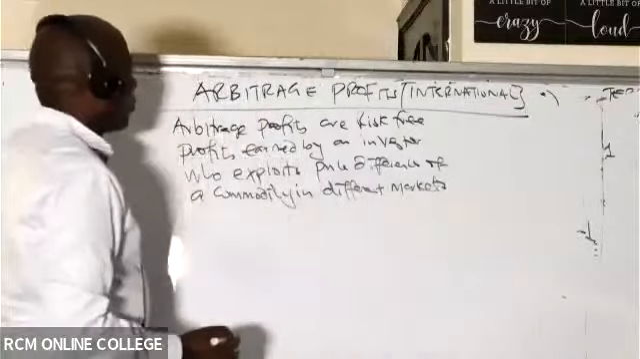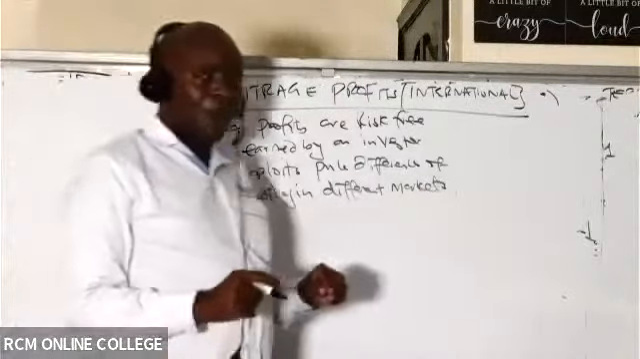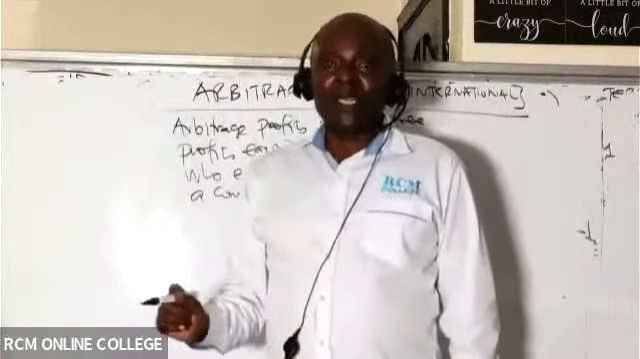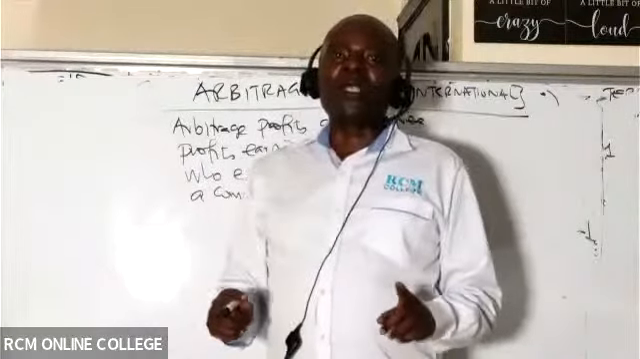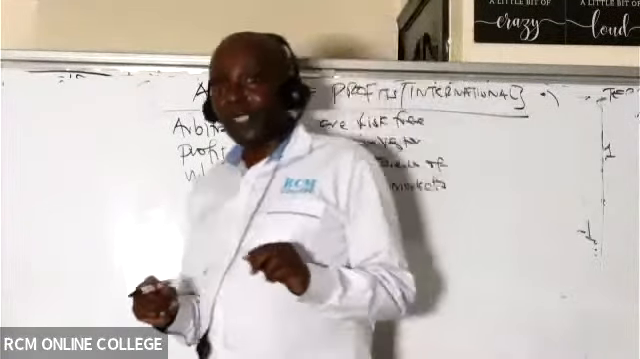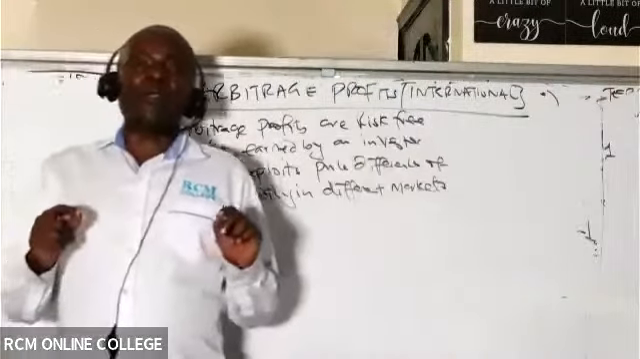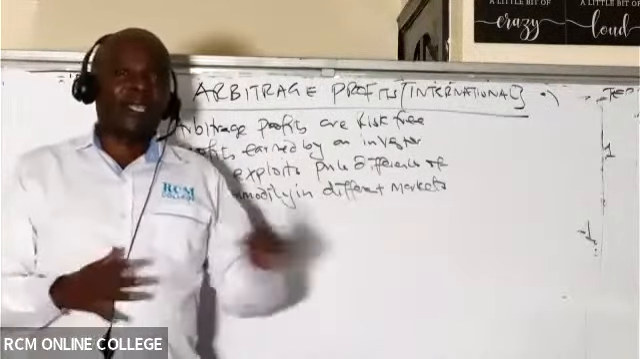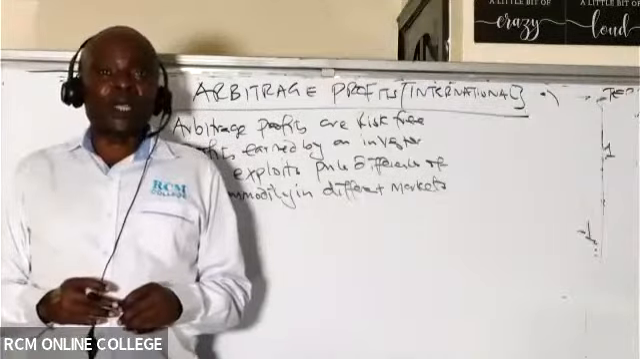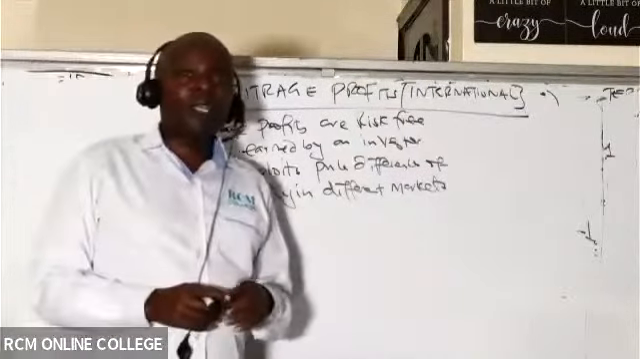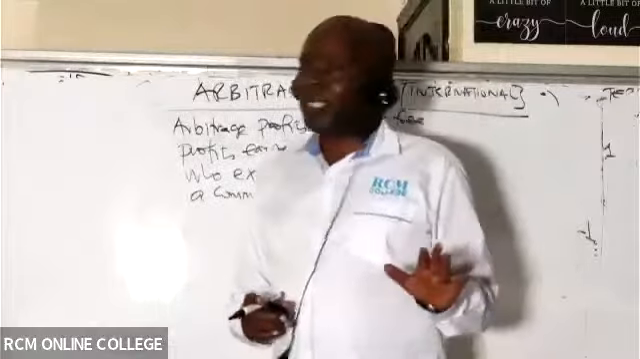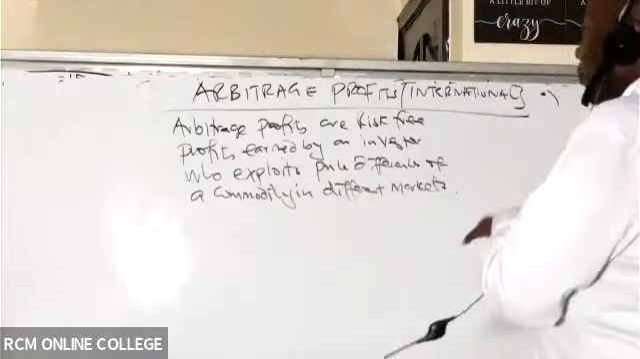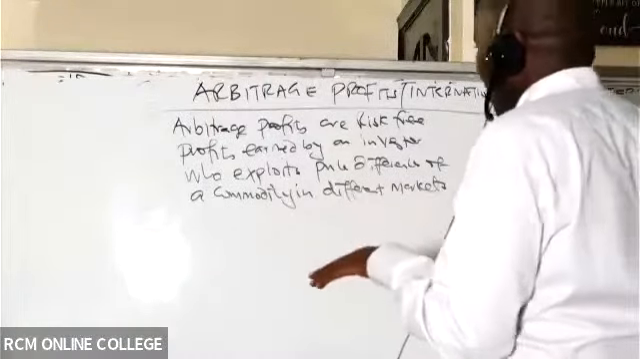So any investor who is able to exploit price differences of a commodity, like for example, we have bananas in Kisii. You get them from Kisii, and then you sell them in Nairobi. Then you'll be said to be earning arbitrage profits, risk-free. And it is actually arbitrage profit when you don't put in any money of yours. You borrow, buy, sell, return the money to the person who has lent it to you, and then of course you remain with profit. You're not taking any risks. So arbitrage profits are risk-free profits earned by an investor who exploits price differences of a commodity in different markets.